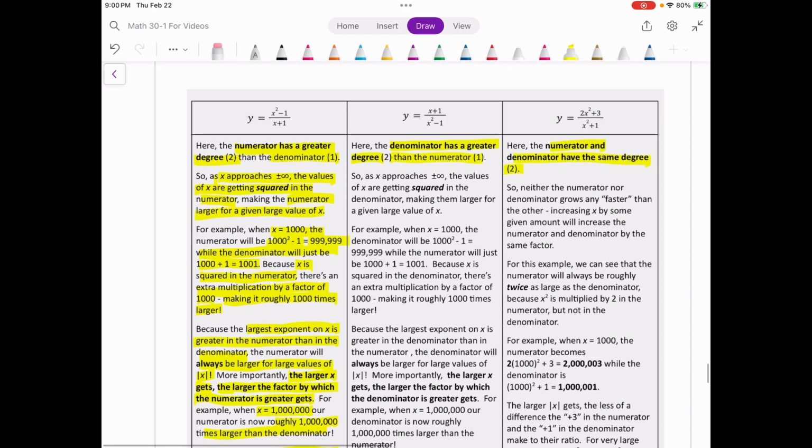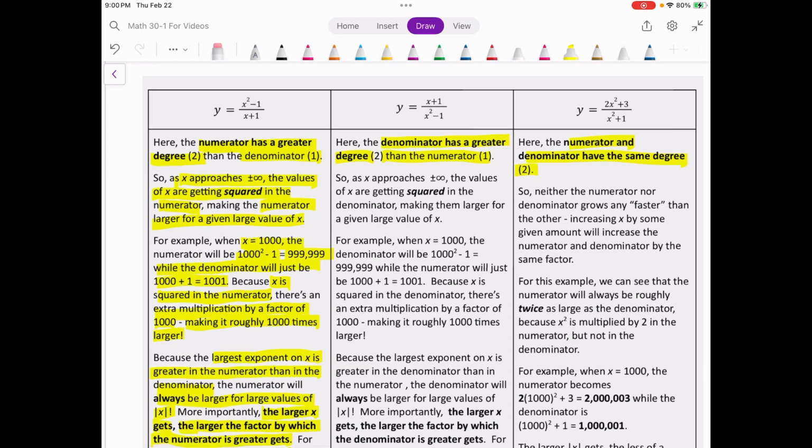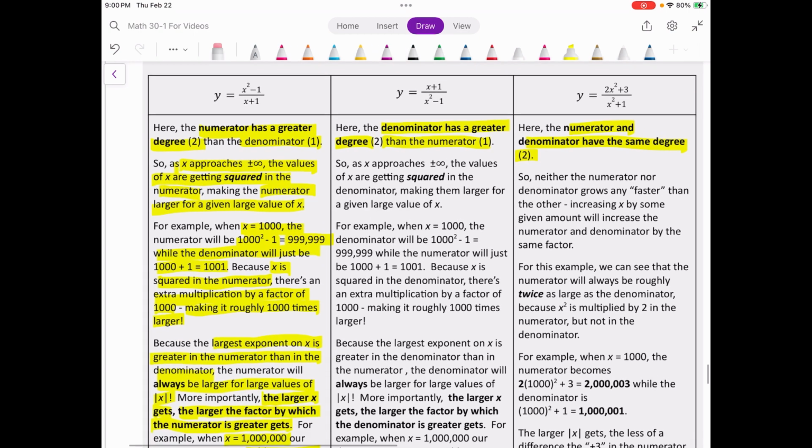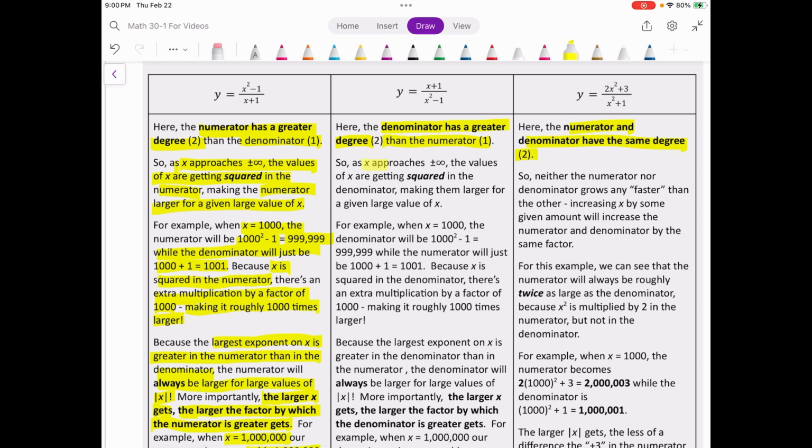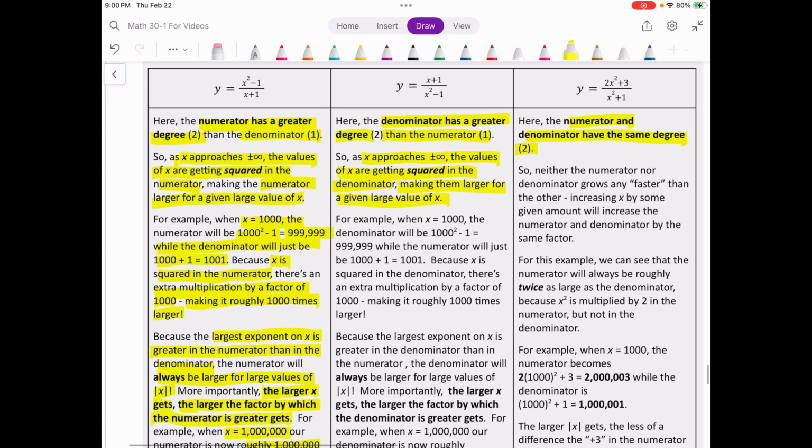Okay, now take a similar logic and reverse it here for this one, where the denominator now has the greater degree. So as x approaches plus or minus infinity, the values of x are getting squared in the denominator, making them larger for a given large value of x, right? Same logic here, except now we're thinking about the fact that the denominator is being squared and the numerator's not, right?